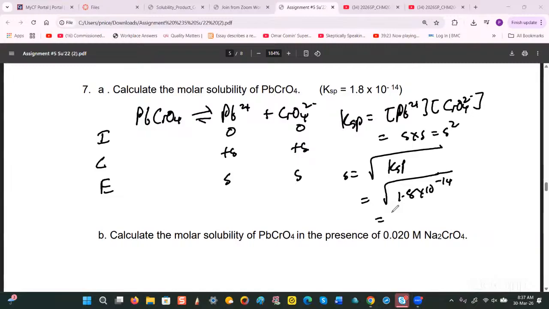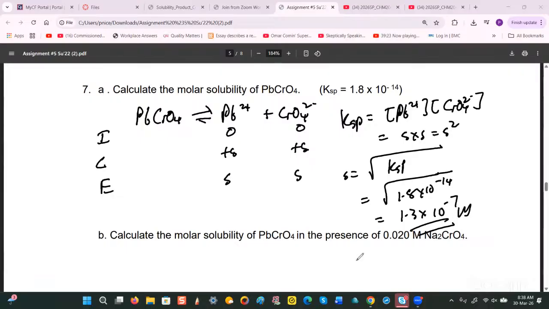And then I find the square root of that. According to my calculations, this works out to be equal to 1.3 times 10 to the minus 7 m. So that would be the answer in the case of 7A. All right? Okay, any questions about this one? Any questions?